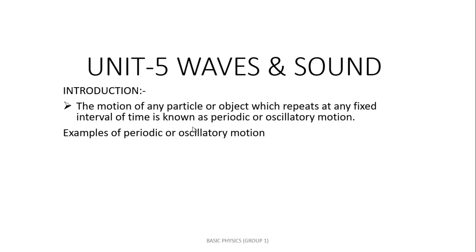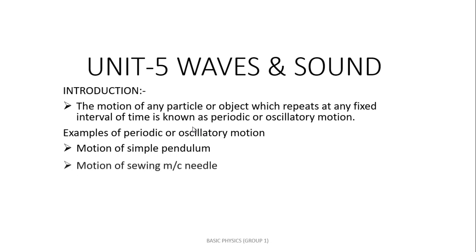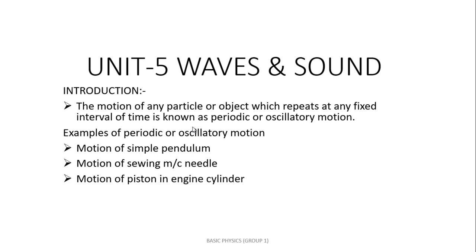First one is motion of simple pendulum. Second one, motion of sewing machine needle. Third one, motion of piston in engine cylinder. Fourth one is motion of planet around sun. Now we see some animation of this type of periodic motion example.